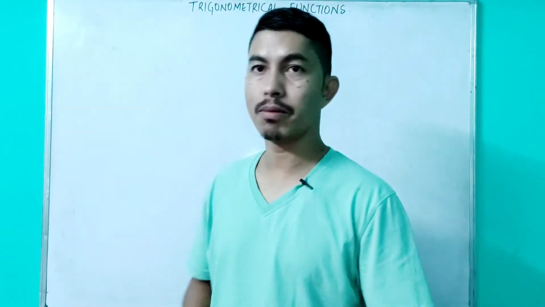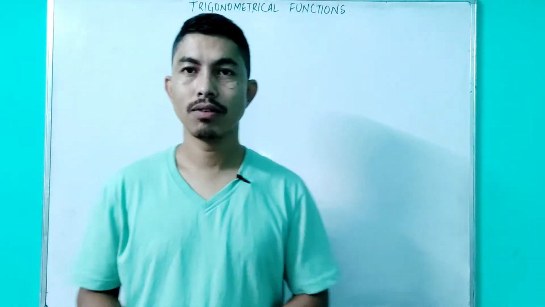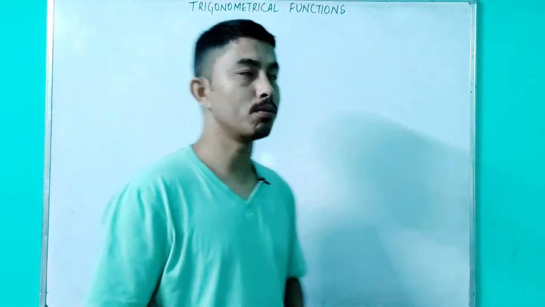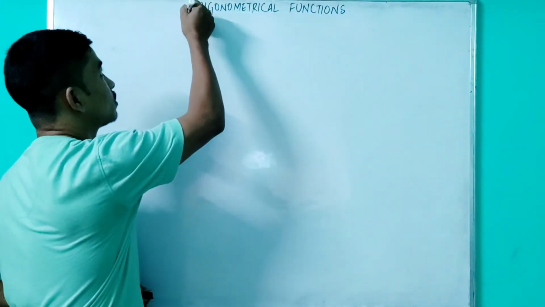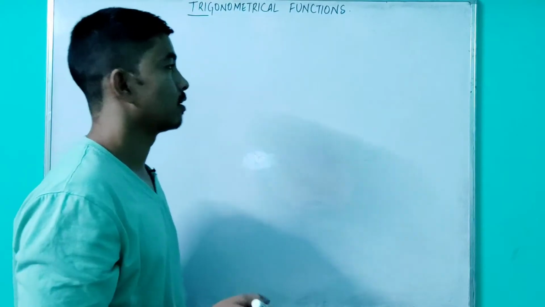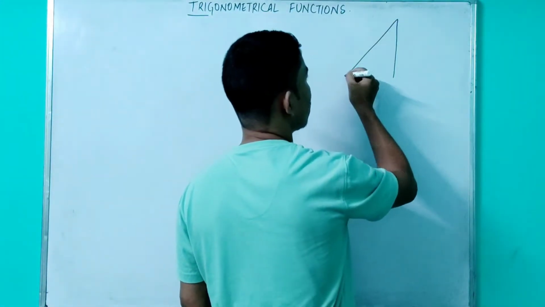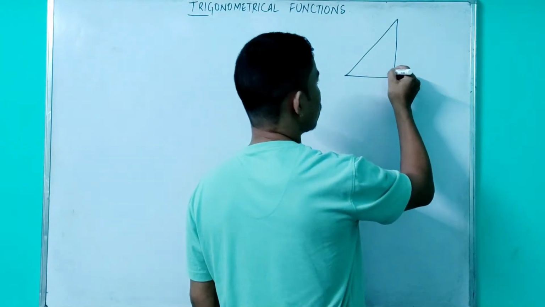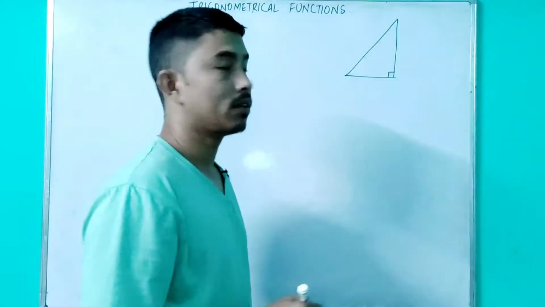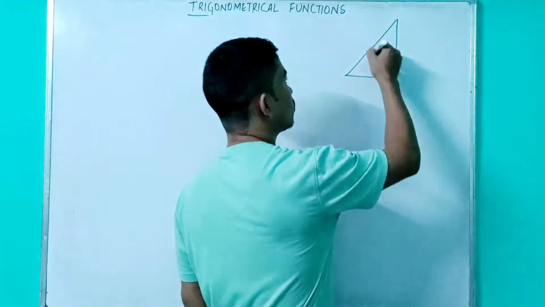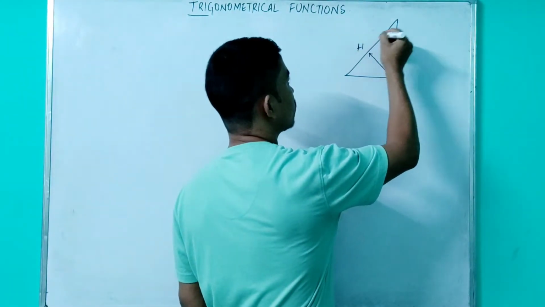So once again let us revise what the trigonometry function or the trigonometry ratio means. The word trigonometry, this tri, comes from the word triangle. Trigonometry deals with the ratios of the different sides of a right angled triangle. If one of the angles is a right angle, we already know that the side opposite to it is known as the hypotenuse.